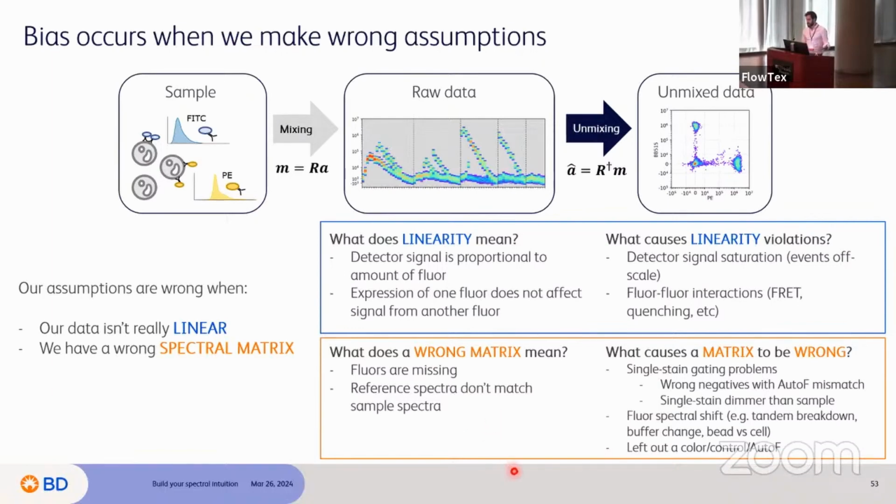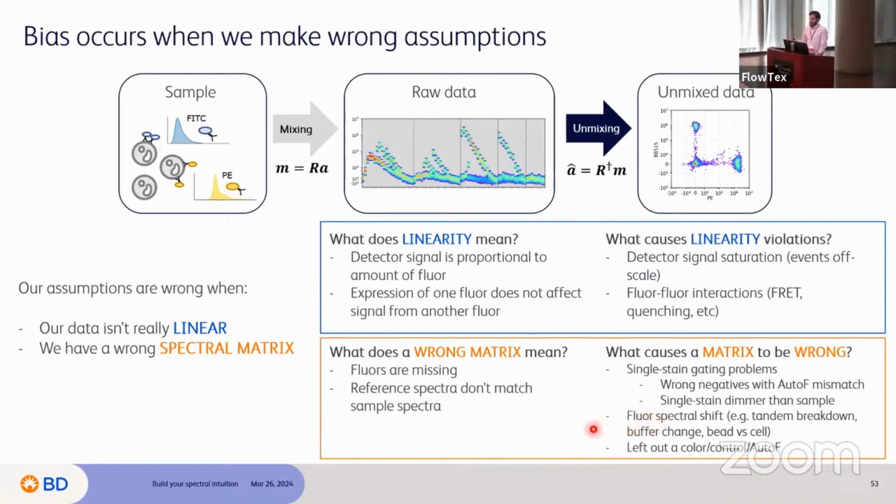Again, what causes that to happen? Well, the most common, in something like 90% of cases, is that there's an issue with your single stain analysis. So maybe your gating was not exactly correct. Your positives and negatives came from different scatter populations and have different autofluorescence. Maybe your single stain was dimmer than your fully stained sample, so you're missing some dim parts of the spectrum in that reference spectra.